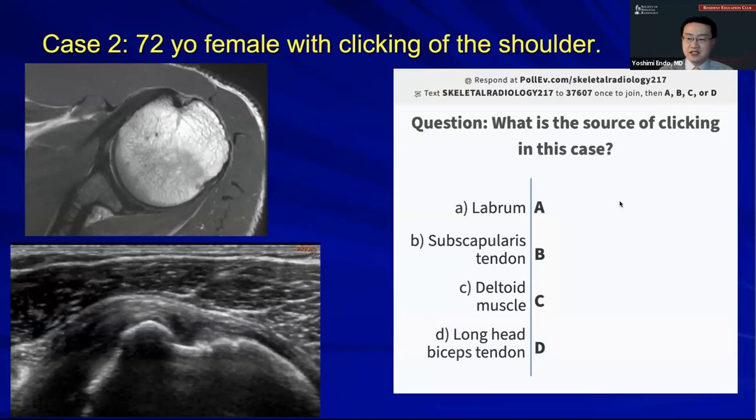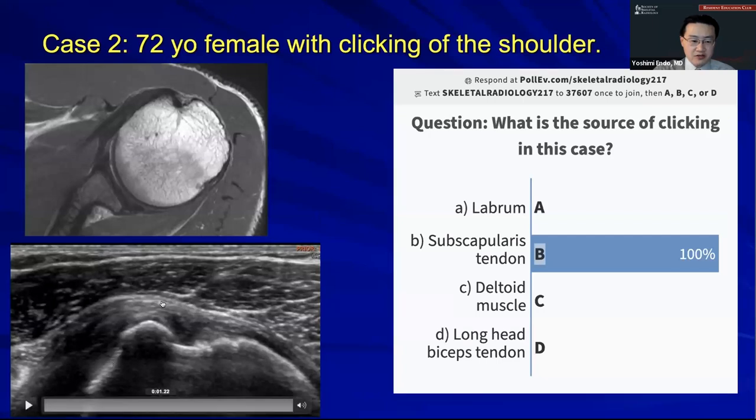Okay, this is a second case. This is a 72-year-old female with clicking of the shoulder. And I'll show you the axial intermediate weighted MR image of the shoulder just for reference, but we're really just imaging this area on this ultrasound, okay? And this is the ultrasound of the same part of the shoulder.